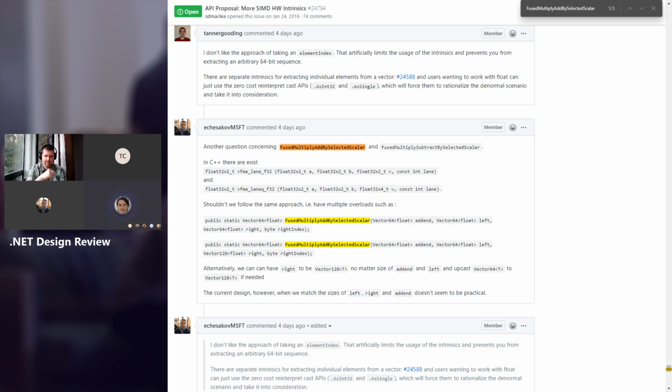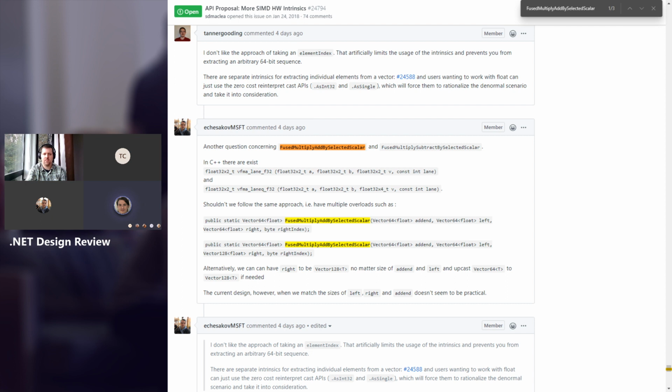It's just one extra overload for all of the bi-selected scalar variants. But only for the ones that take 64-bit vectors, correct? Right. No, all the 128-bit also need one that takes a 64-bit overload as the third parameter. Got it. Okay. So for each, vector 64 will have one additional one, vector 128 will have one additional one.